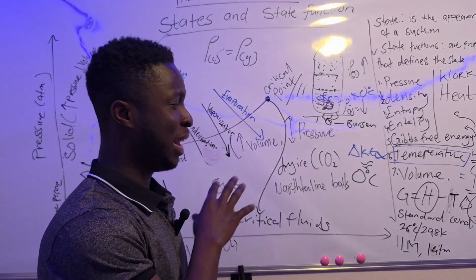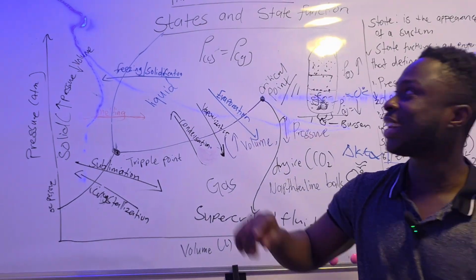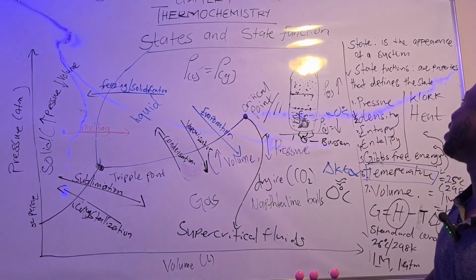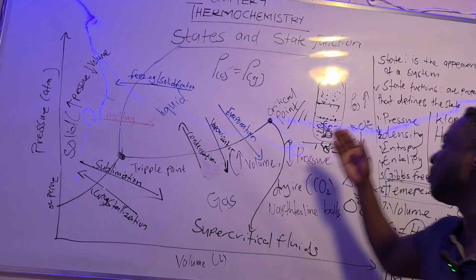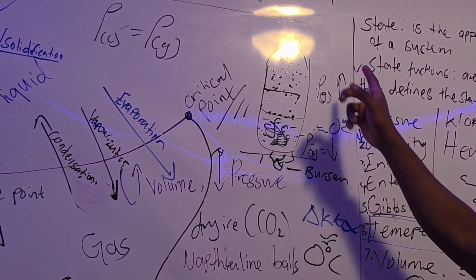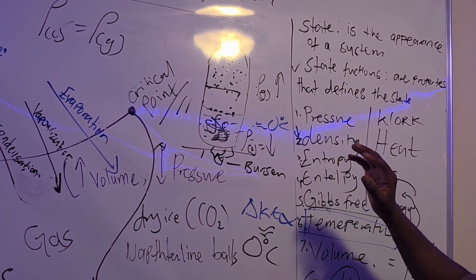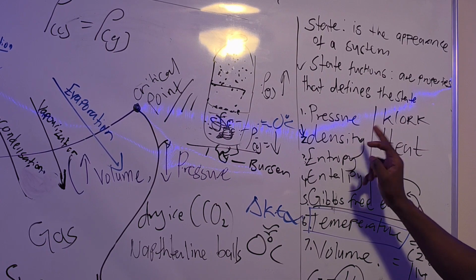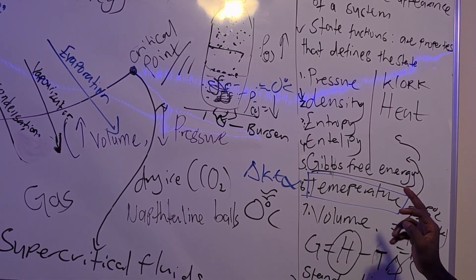Now, let me just do a little bit of brushing. It won't take too long. So first of all, we started with state. We say state is the appearance of a system, or the condition that the system is in right now, right? And then we said state functions are properties that define the state. The properties that define the state are pressure, density, entropy, enthalpy, Gibbs free energy, temperature, volume.